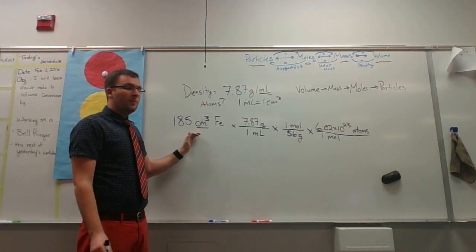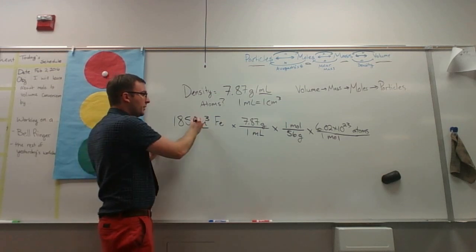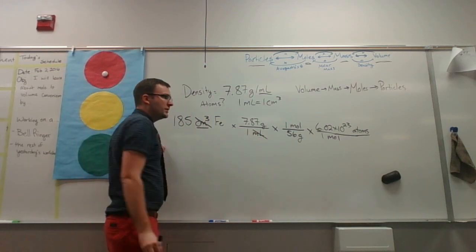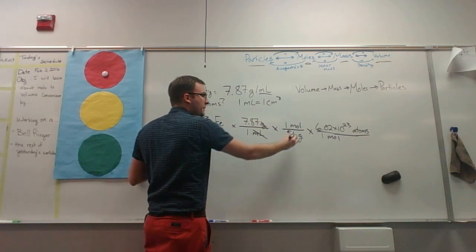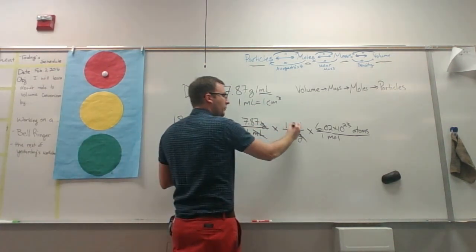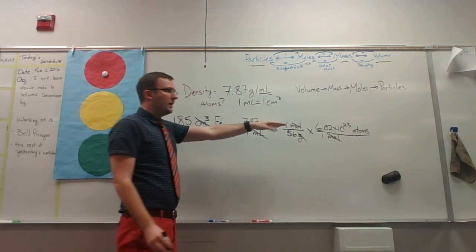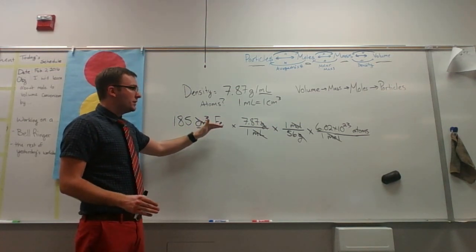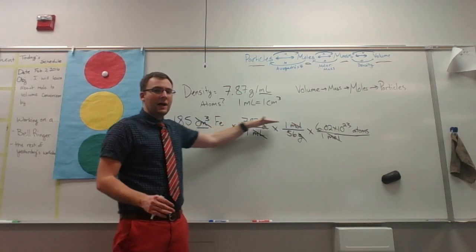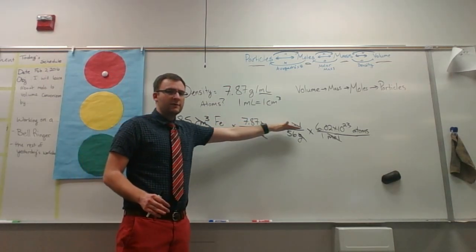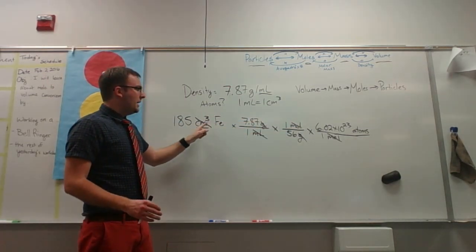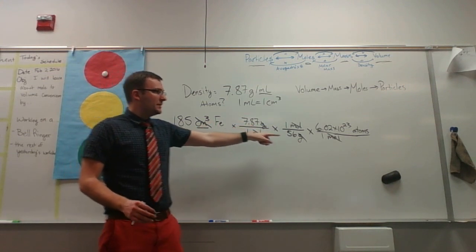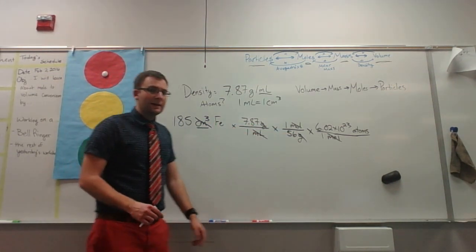Okay, now my problem is set up. Volume is canceled out. Mass is canceled out. Moles is canceled out. All I'm left with is atoms. Now the only reason I can say they're canceled out is because think about it this way. It's as if I have a line running through all my conversion factors. If I have my units on the opposite side of the lines, that means they're going to cancel out.